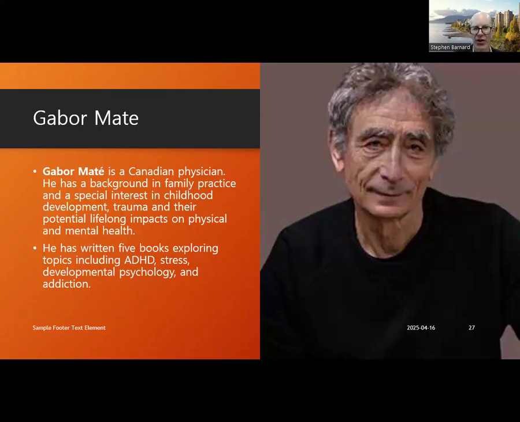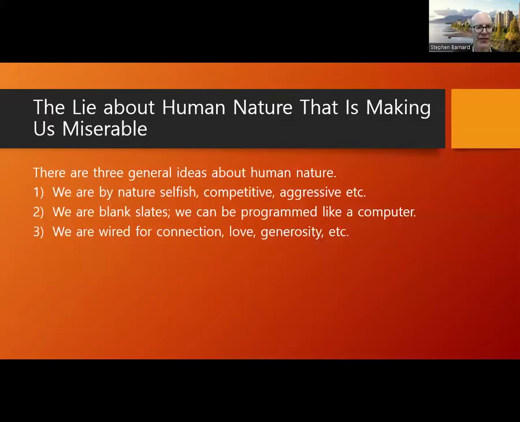In his presentation on human nature, he starts off by saying that there are 3 lies about human nature that make us miserable. These lies are that we're selfish by nature, that we're very competitive and aggressive, and that we are blank slates, human beings that can just be programmed like a computer. Let me go back here. That we're blank slates. The third one here, we are wired for connection, love, generosity. He believes that's actually the truth.